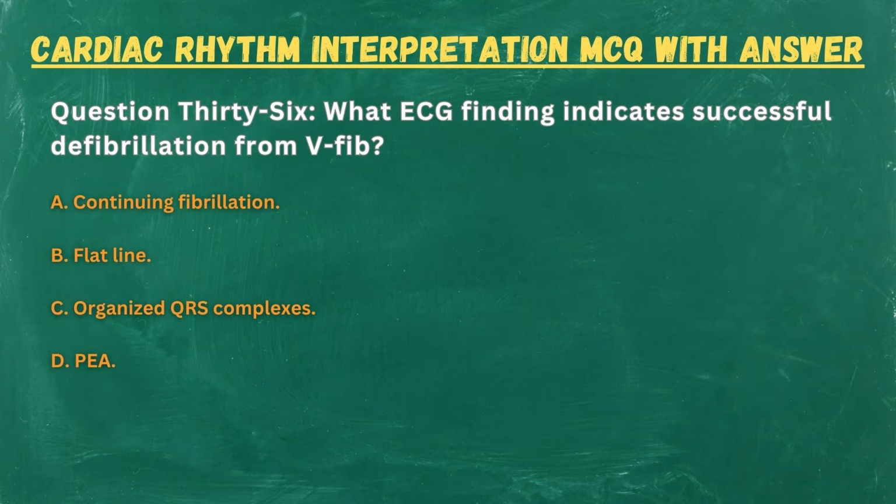Question 36. What ECG finding indicates successful defibrillation from V-Fib? A. Continuing fibrillation. B. Flat line. C. Organized QRS complexes. D. PEA. Answer: C. Organized QRS complexes.